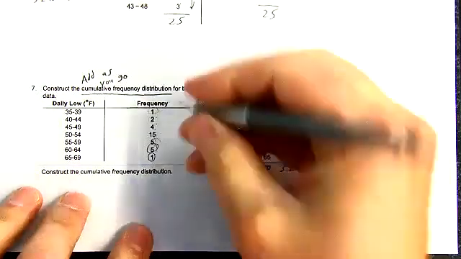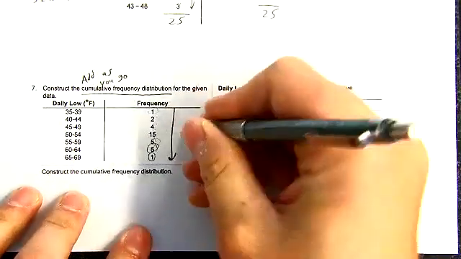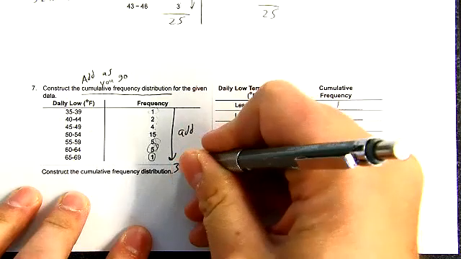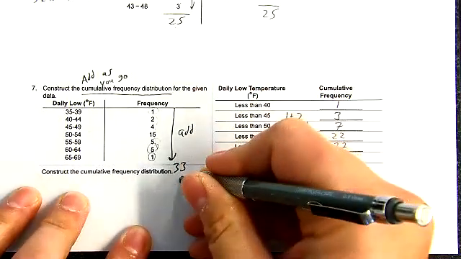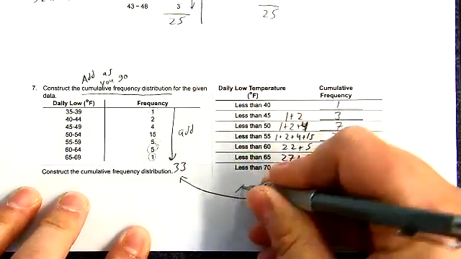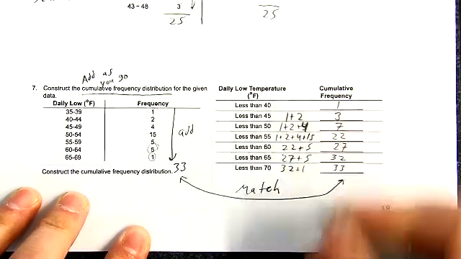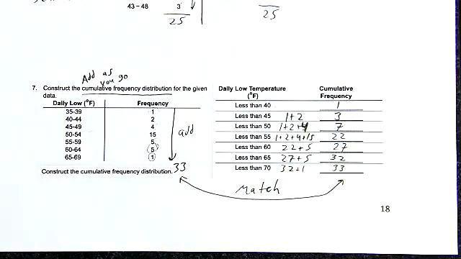Now to check this, you should add these up. And they add up to 33. These two numbers should match if you've done it correctly. So that's a cumulative frequency distribution. You're just adding the numbers as you go.